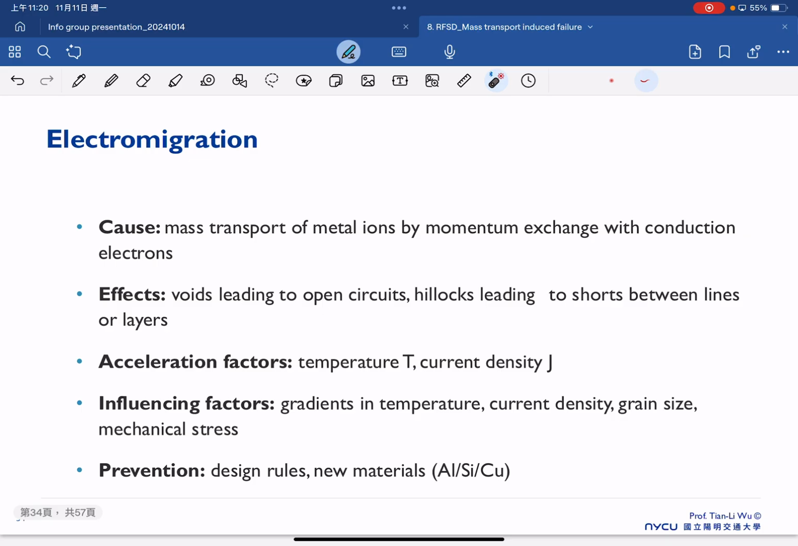Okay, so here is a short summary of electron migration. It's basically a wrap-up of what we have discussed. It's mainly related to momentum exchange with the conduction electrons. That will cause a void. We can have an open circuit, and even a short between line to line. I think this is very similar to what we have discussed.